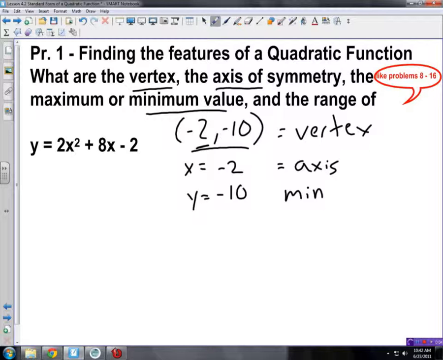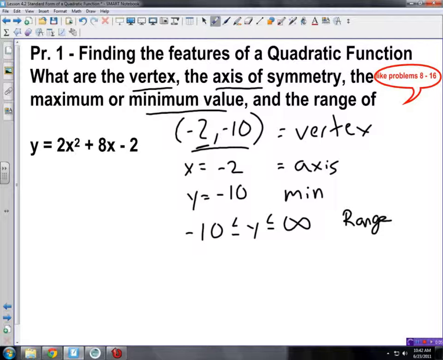And last is the range. Well, since it's a minimum, -10 is going to be our smallest value. And our biggest value, well, these go on forever in the positive direction. So this is our range. And again, did they ask us the domain? No, because in these, the domain is always going to be all real numbers. So really, the range is the only one that's going to vary from problem to problem.